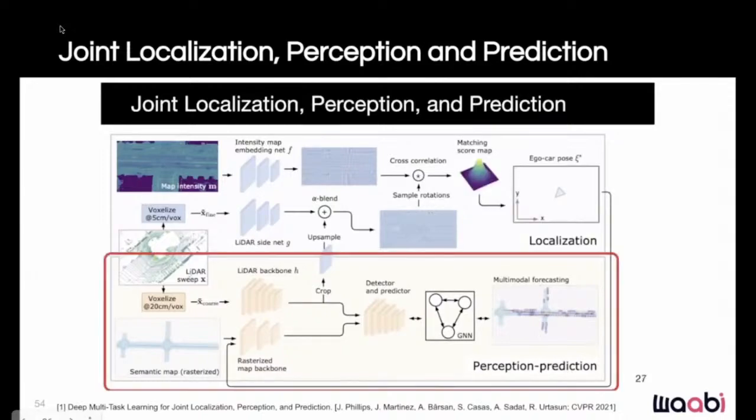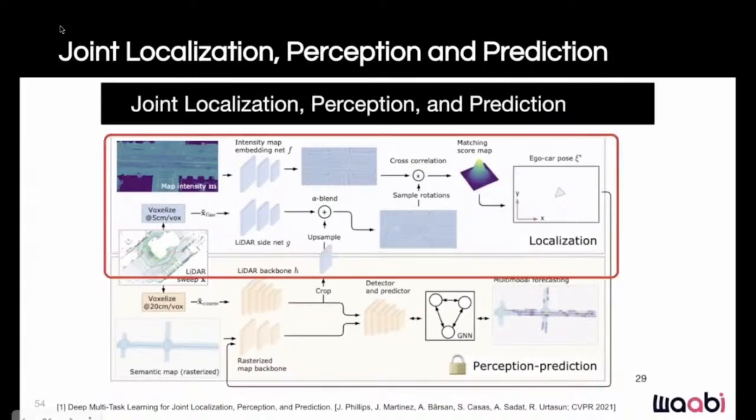First, the perception system is trained by itself using ground truth object labels and pose information. Next, we freeze the weights of the perception system and train the localizer as a side module, leveraging feature maps from the perception LiDAR backbone.